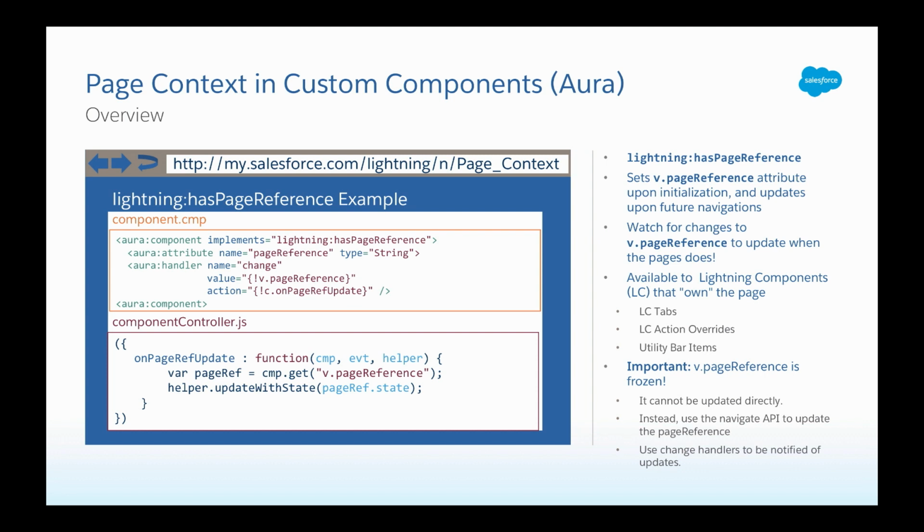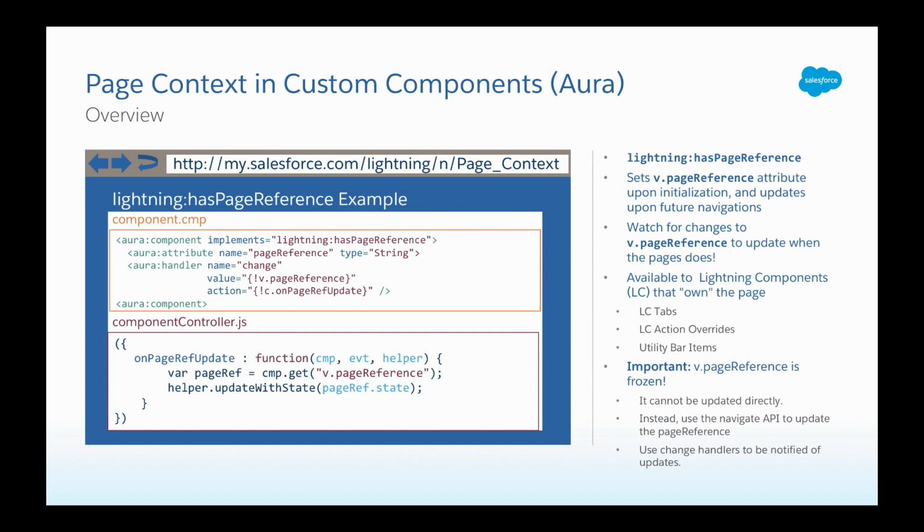So to get the page context into an Aura component, you want to implement Lightning has page reference. This will inject the page reference value into the component upon initialization. You actually don't have to explicitly define the attribute there, but I just showed it for reference. And then you want to have a change handler on that, so that any navigations that you do that maybe manipulate the state are then handled within your component so it can update its view.